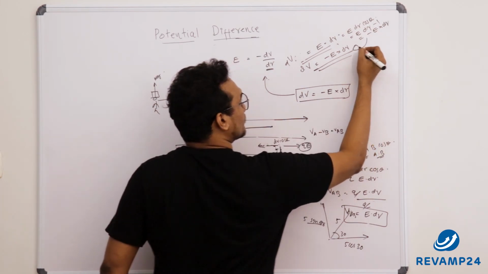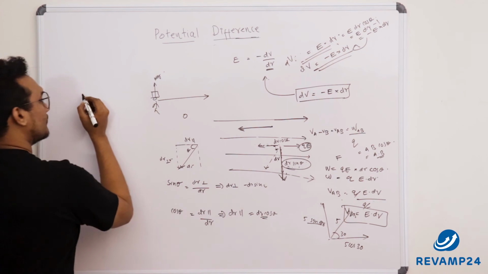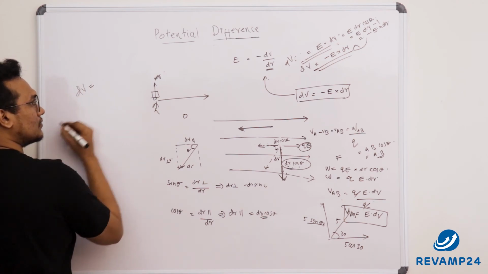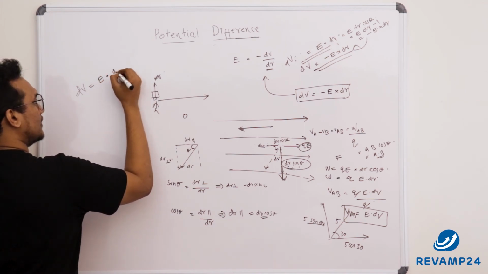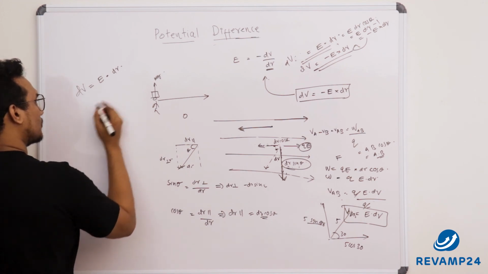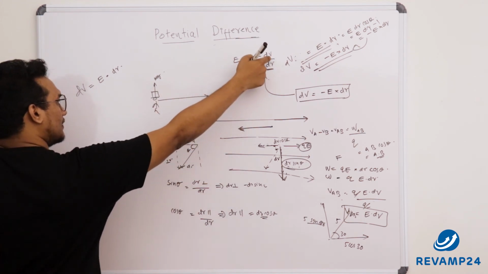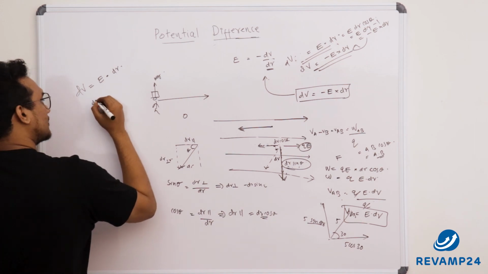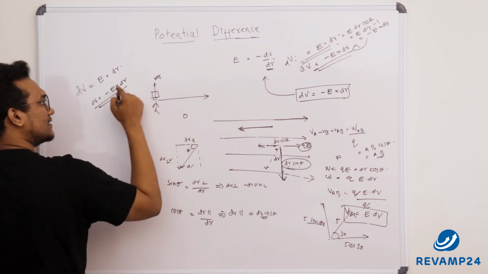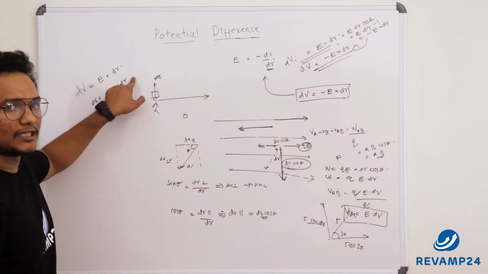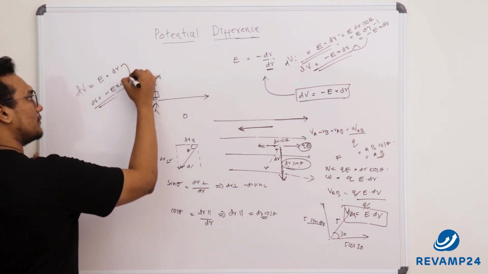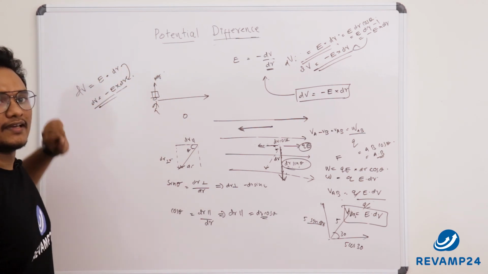It's the same thing. So better you can memorize the general equation: dV is equal to E dot dr. But you can also use this equation. This is very important. In this case, dV is equal to minus E into dr. This is just multiplication here, but the other is vector multiplication. Now when you do vector multiplication, you will automatically get this answer.